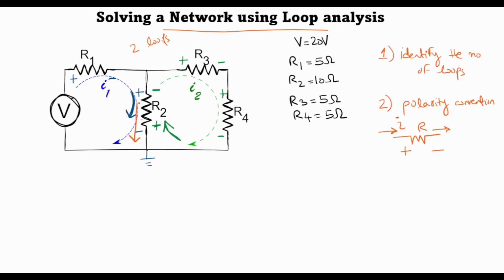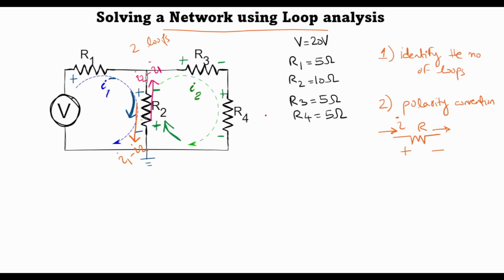So the total current would flow from top to bottom if I1 is greater than I2. Only then I1 minus I2 would be flowing in the downward direction. On the other hand, if I2 is greater than I1, then the total current flowing through R2 would be in the upward direction, and this would be I2 minus I1.